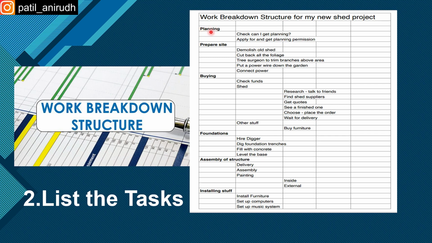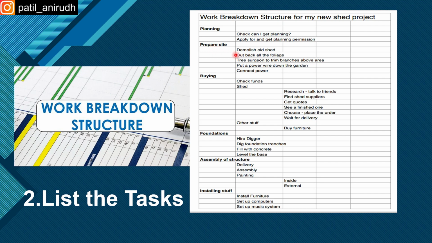Okay, and if there are many tasks, then what you can do is have them under a main task, like that. So don't have many tasks altogether, so that it will not be hectic for you to complete them. In our case, they had considered a shed project, right? So in the planning phase, they are checking, can I apply for and get planning permission. Basically, this planning permission is taken from his household.